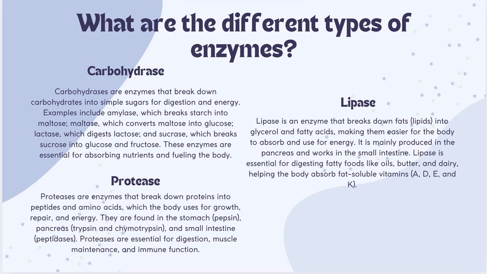Another type of enzyme is the lipase. Lipase is an enzyme that breaks down fats, lipids, into glycerol and fatty acids, making them easier for the body to absorb and use for energy. It is mainly produced in the pancreas and works in the small intestine. Lipases are essential for digesting fatty foods like oils, butter, and dairy, helping the body absorb fat-soluble vitamins A, D, E, and K.